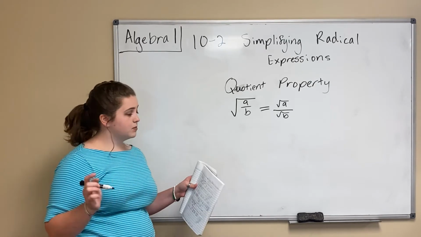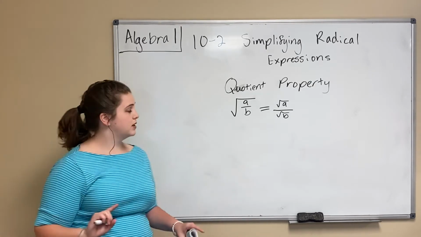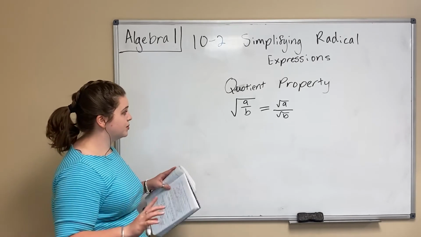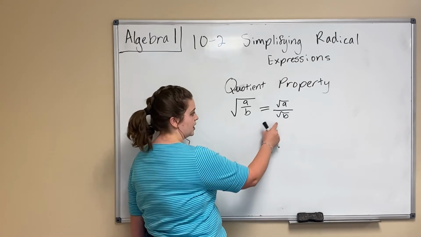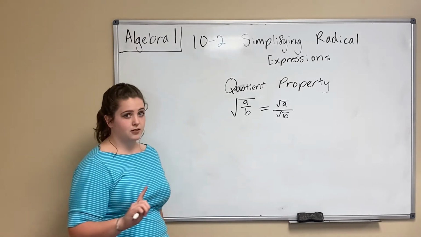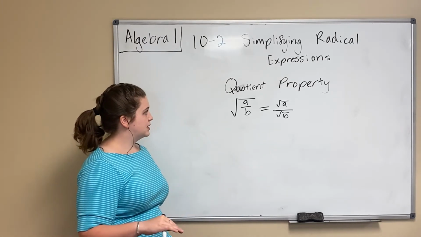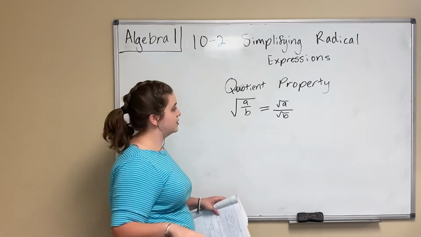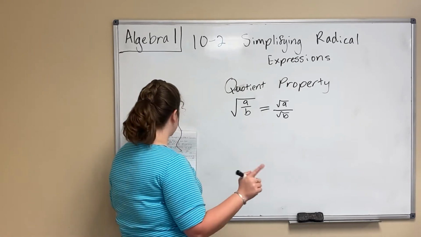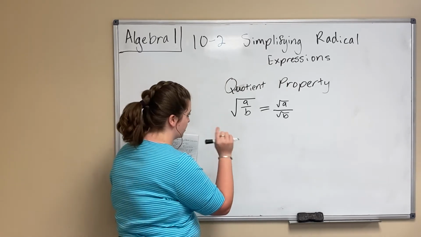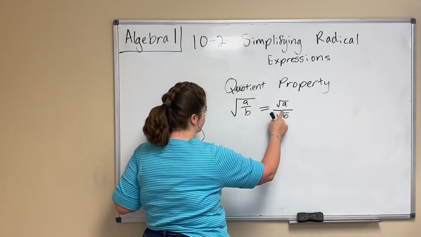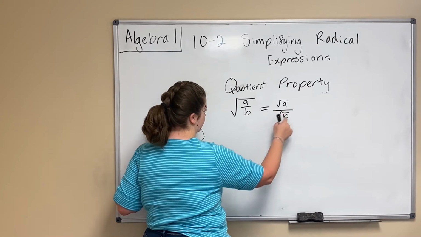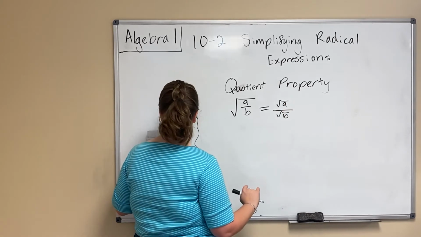One thing that's really important about this, though, is when we're simplifying these expressions, we can't leave a radical in our denominator. We just can't leave it like that. So let's try an example and I'll show you how we get rid of the radical that's in our denominator. Remember, the denominator is the underneath of the fraction, the thing we're dividing by.